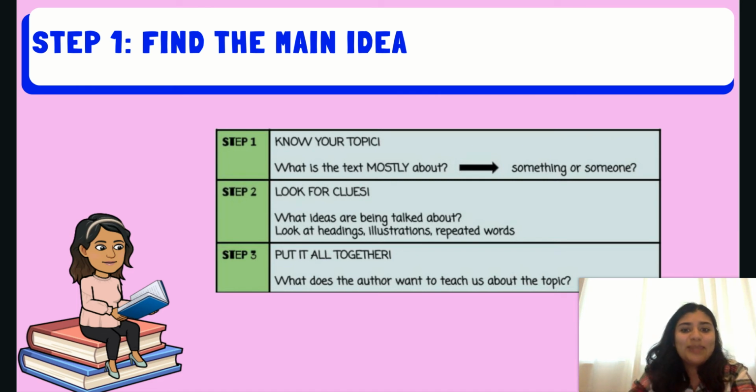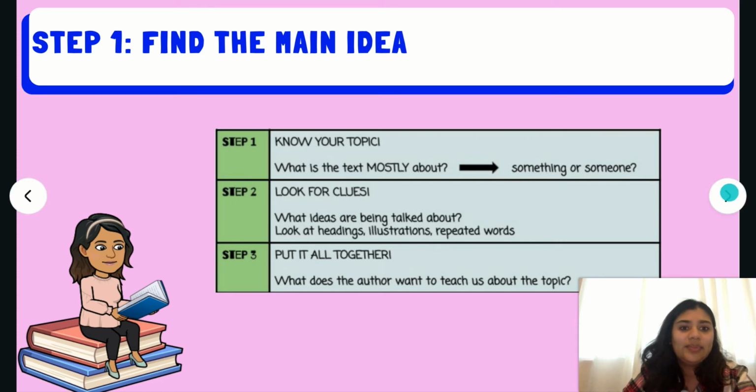We've been practicing finding the main idea for over a week now, so we've gotten pretty good at it, but let's review our 3 steps to find the main idea. Step 1 is to know our topic. Are we learning about something or someone? We're then going to look for repeated ideas in step 2, and in step 3, we're going to put it together and ask ourselves, what does the author want to teach us about this topic?